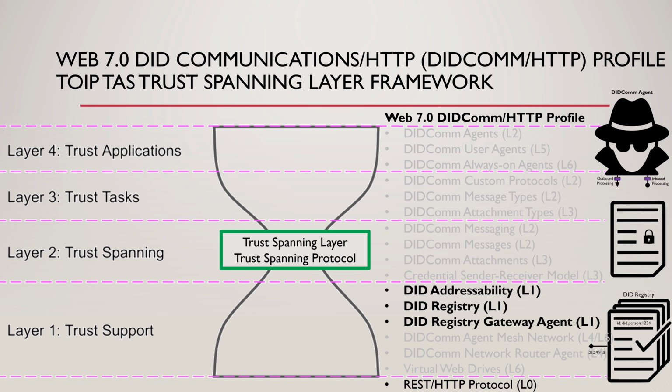The reason for that third element is everything in Web 7.0 runs on the DIDComm protocol. So the role of the DID registry gateway agent is to provide a DIDComm interface over top of whatever the DID resolution protocol is that's supported by the DID registry. At the bottom, you can see the REST over HTTP appears in black, but is not bolded. It just means that we inherited that from the previous layer, layer 1 of the model.